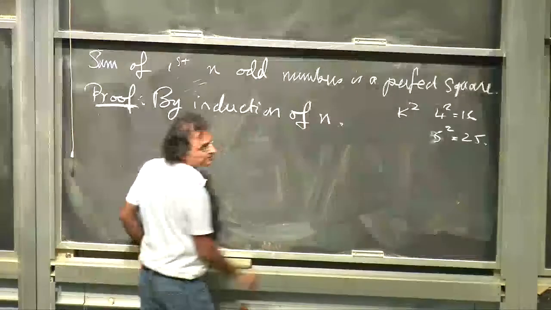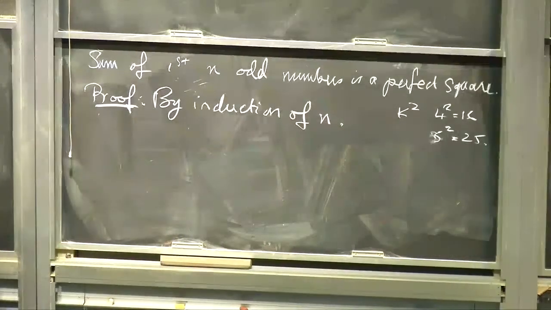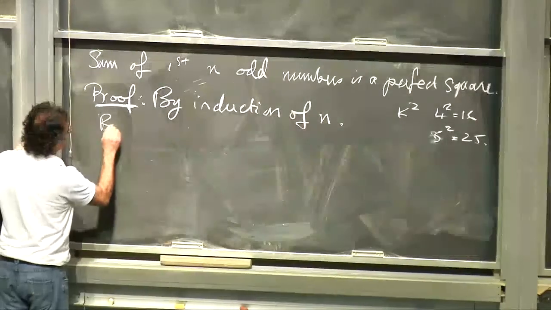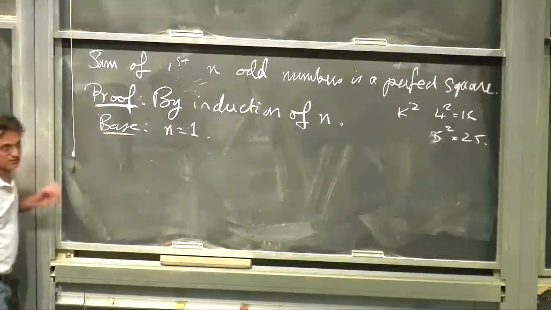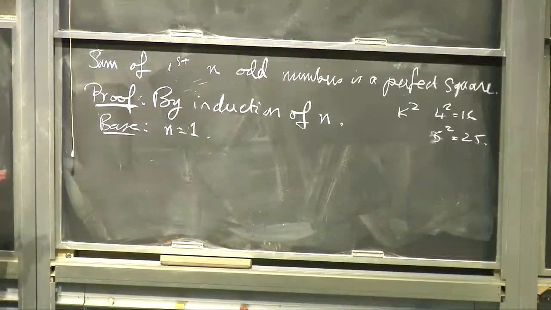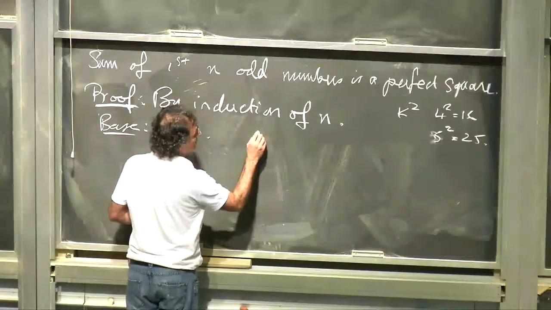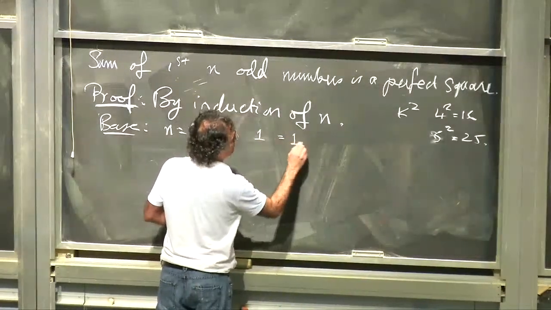On n. So base case, n equal to 1. So what's the sum of the first odd number, which is 1, right? So 1 is a perfect square.